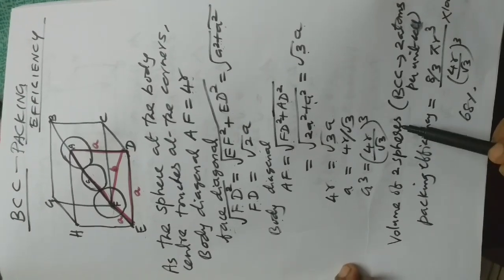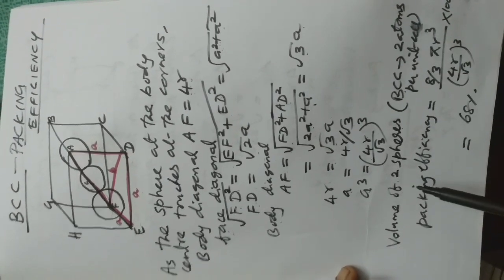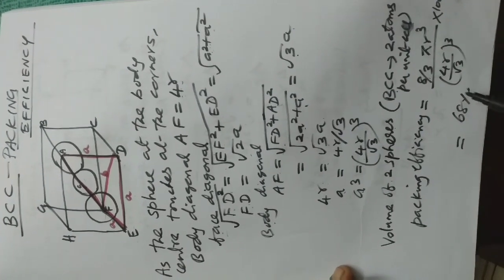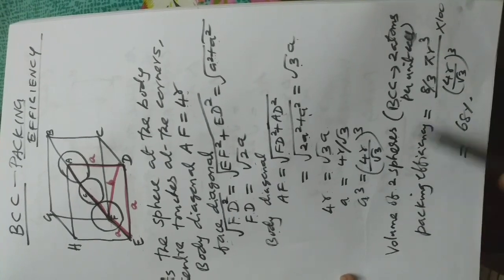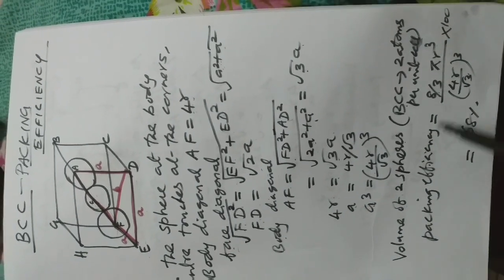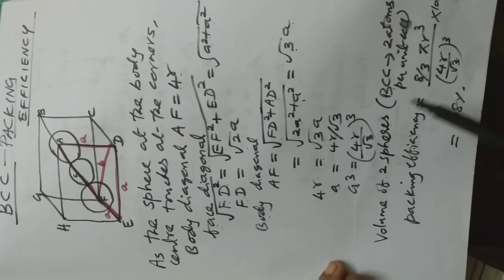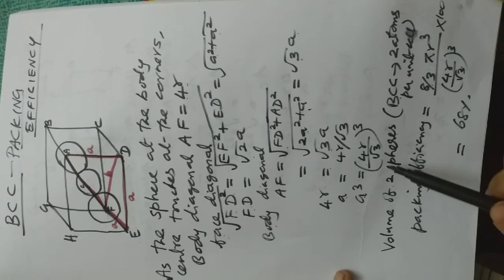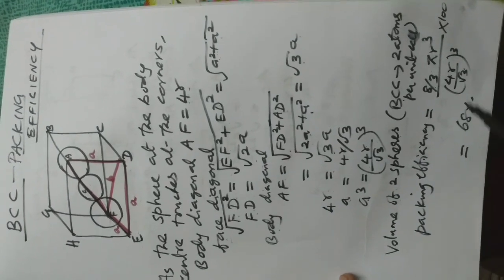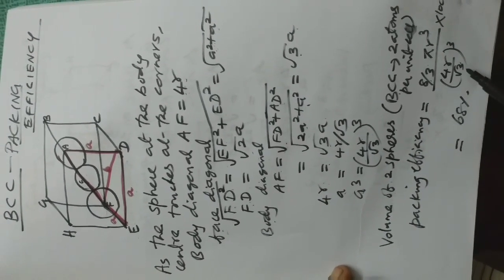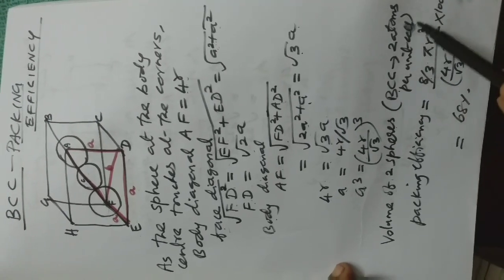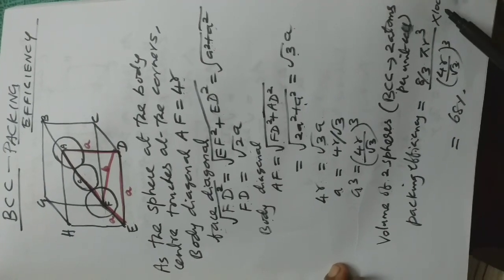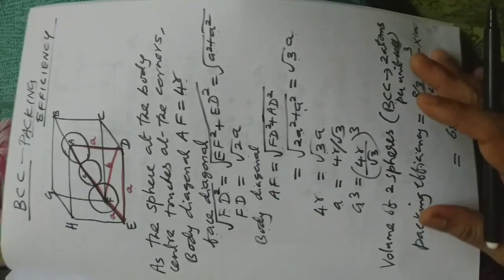And for the volume of the spheres, BCC means 2 atoms per unit cell. So 2 into 4 by 3 pi r cube, that is 8 by 3 pi r cube, divided by A cube. So packing efficiency can be calculated. It is nothing but the volume occupied by the spheres divided by the total volume of the unit cell, into 100. The volume occupied by the spheres is 2 into 4 by 3 pi r cube, and the total volume of the unit cell is 4R divided by root 3 the whole cube, into 100, which gives you 68%.